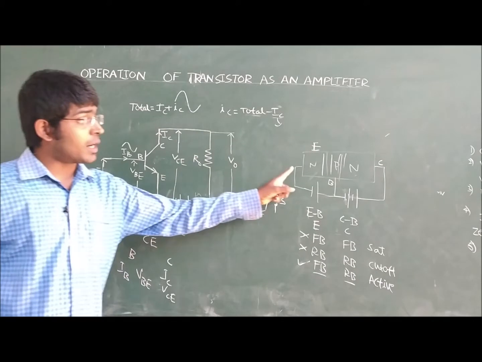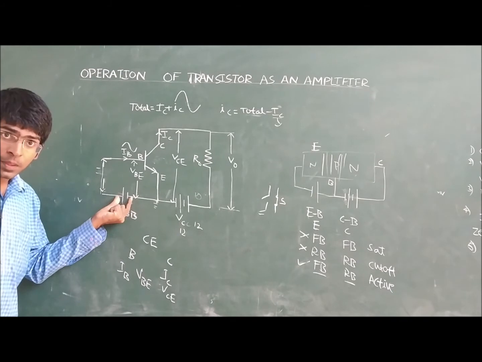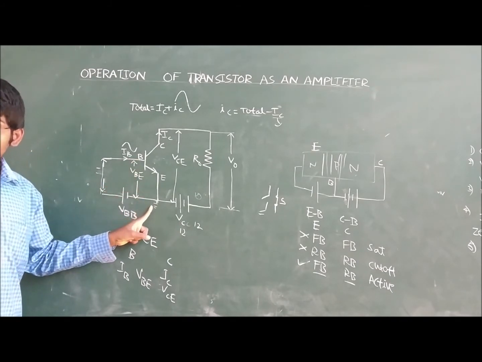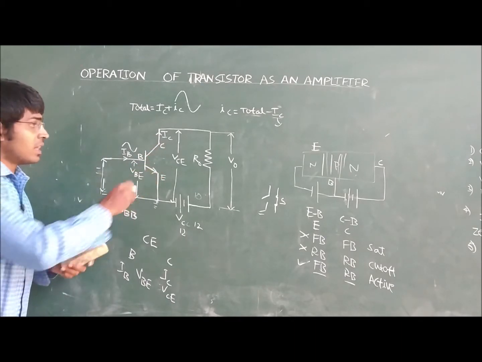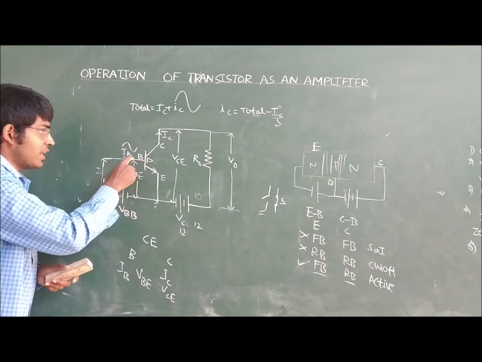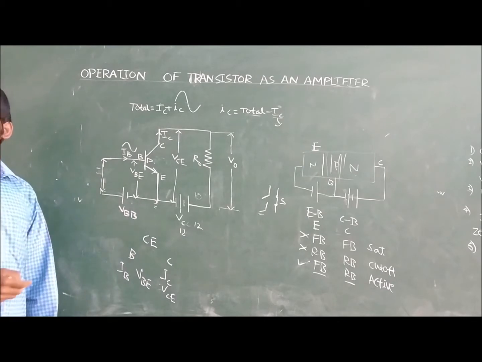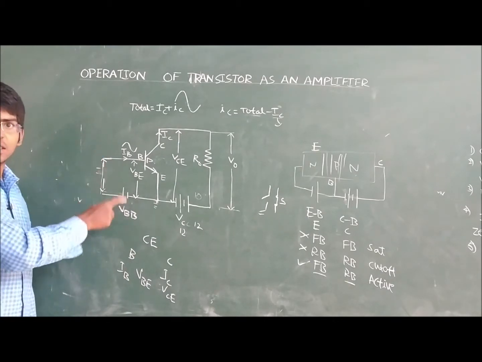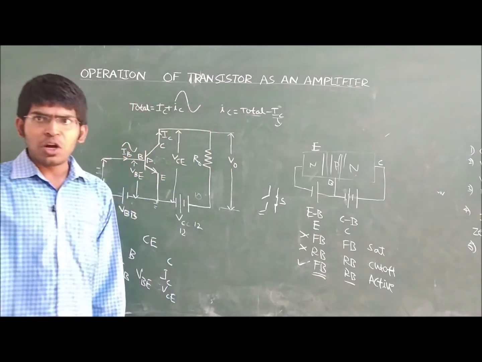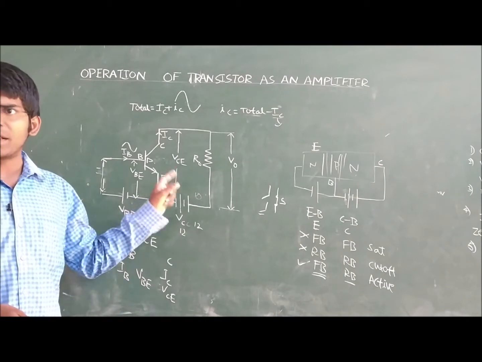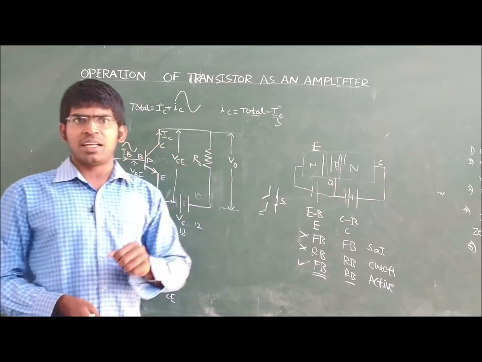In order to make the emitter base junction forward biased, we are connecting this battery between the base and emitter terminals. As this is an NPN transistor, the positive terminal of the battery is connected to the P region and the negative terminal of the battery is connected to the N region. So this emitter junction is forward biased. One condition is satisfied. The only second condition we have to check, in order to make the transistor amplify any electric signal, is whether the collector junction is reverse biased or not.